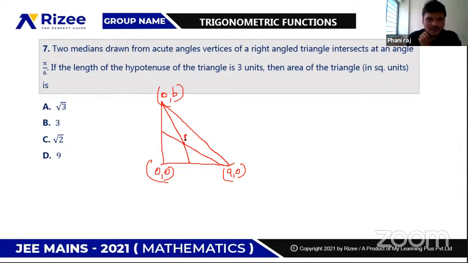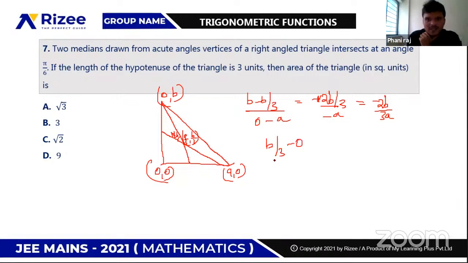What are the coordinates of the centroid? Medians all intersect at one place, a by 3 comma b by 3. They said the angle between both of them is pi by 6. So we'll first find the slope of this line. What is the slope of that line? It's b minus b by 3 over 0 minus a. So it's 2b by 3 over minus a, which is the same as minus 2b by 3a. The slope of one line is minus 2b by 3a. Let's now find the slope of the second line.